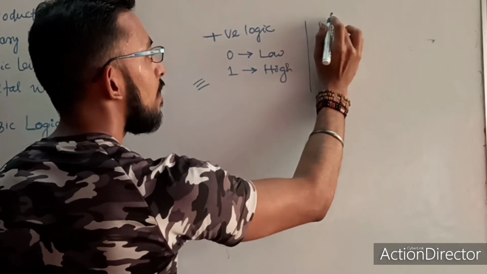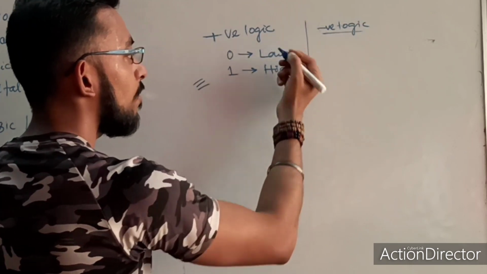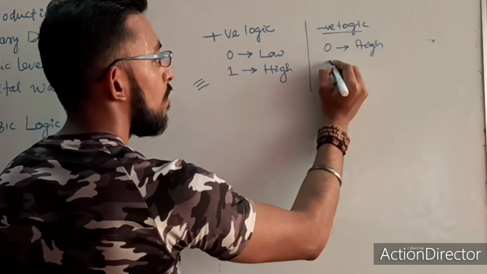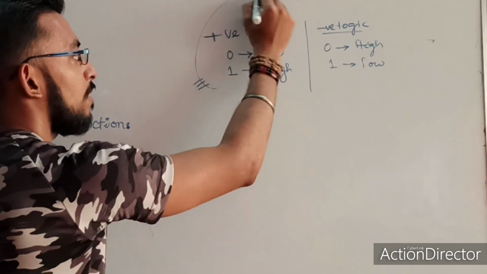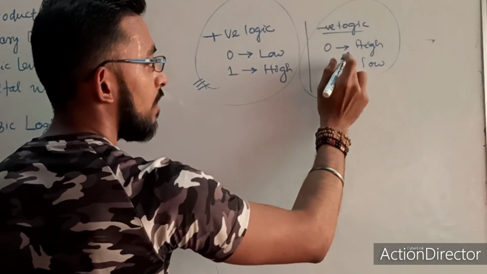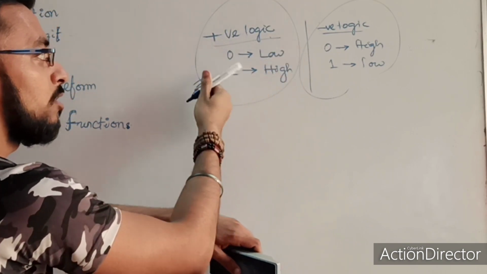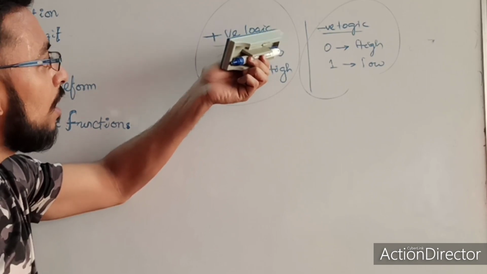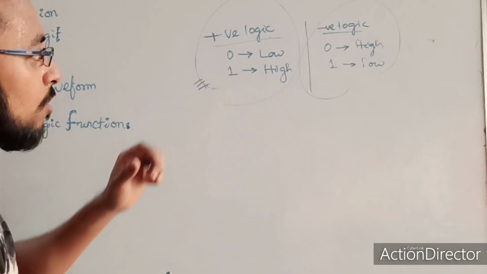What do you mean by negative logic? Negative logic means my 0 will be represented by a high value and 1 will be represented by a low value. There are two types of logic systems present: one is positive logic, the second one is negative logic. For positive logic, which is the general case, 0 will be low, 1 will be high. But in negative logic, which is the inverse of positive logic, 0 will be represented by a high value and 1 will be represented by a low value.